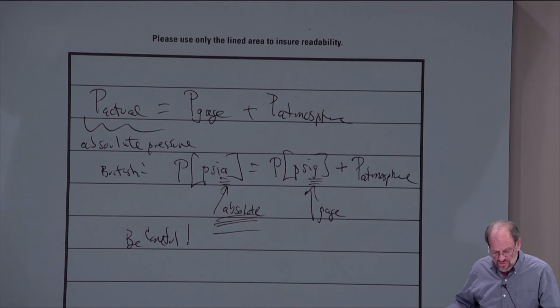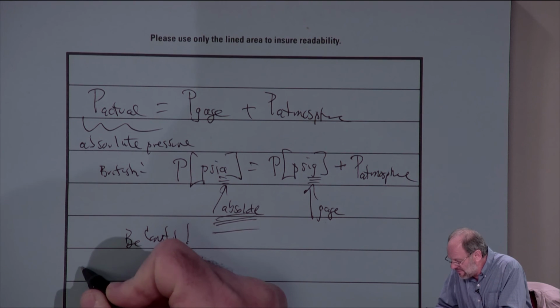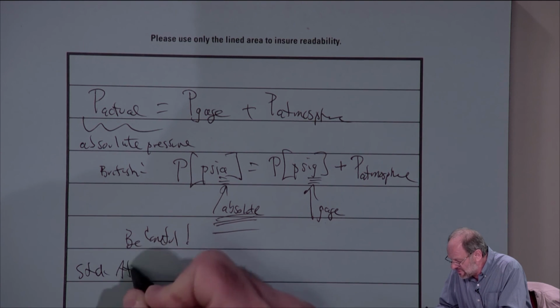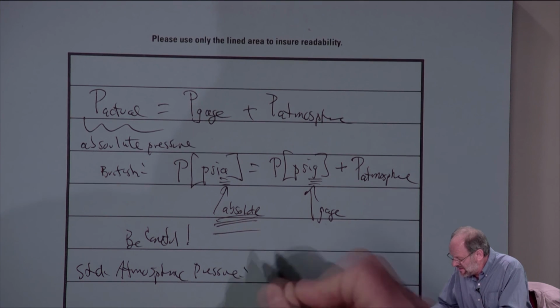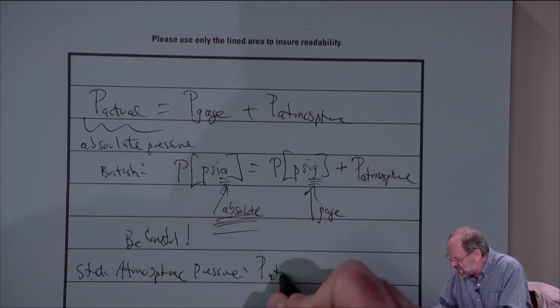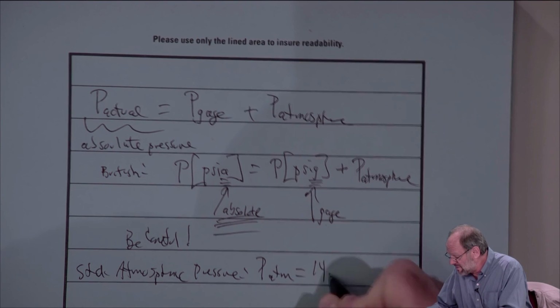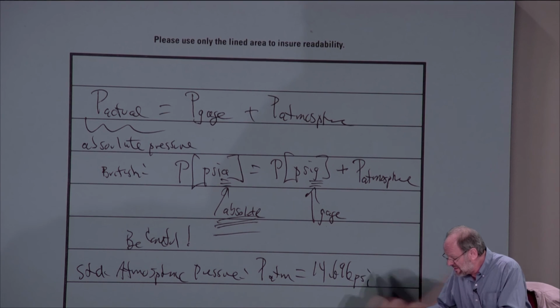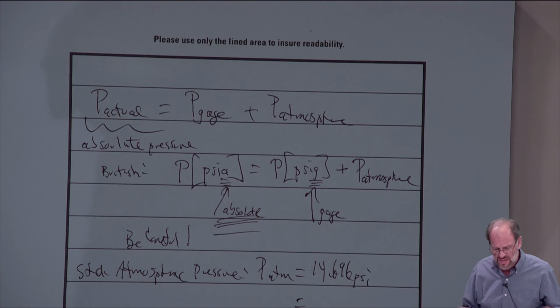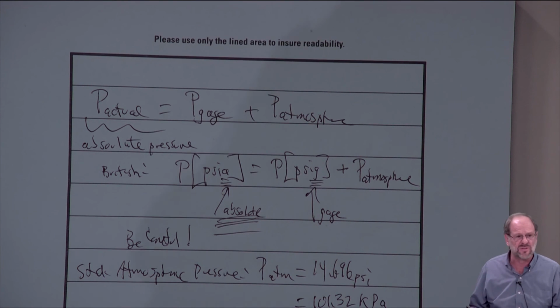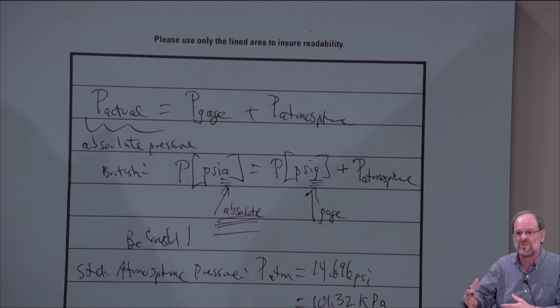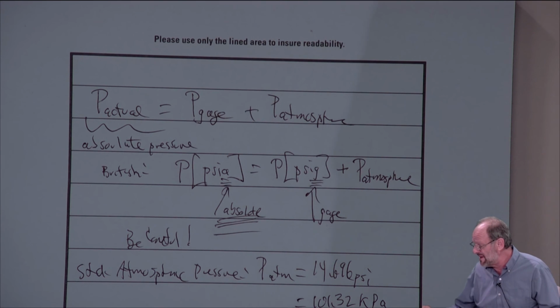Let me also just note, just so you're aware, that standard atmospheric pressure, that is the pressure in the atmosphere, is either 14.696 pounds per square inch, or if we're dealing with the SI system, it's 101.32 kilopascals. So this is standard atmospheric pressure. In other words, atmospheric pressure at standard sea level would be measured like this.